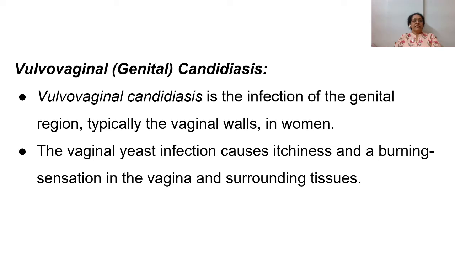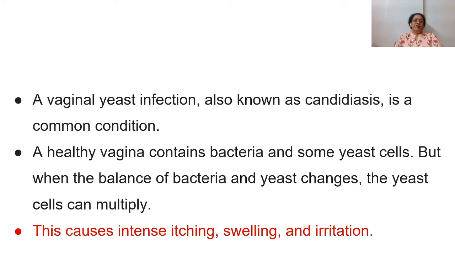As the name indicates, it is an infection of the vagina, that is, in the genital region. Mainly the genital walls are affected in case of women. The vaginal yeast infection causes itchiness as profuse growth of the organism. A similar type of thrush-like condition appears in the genitalia. This leads to a burning sensation of the vagina as well as of the surrounding tissues. Because of this, there is a white colored cheesy discharge in the patient in case of this candidiasis.